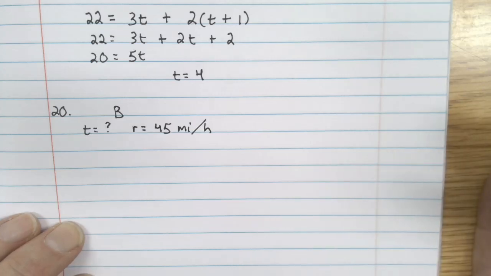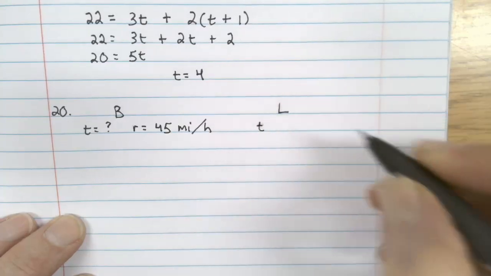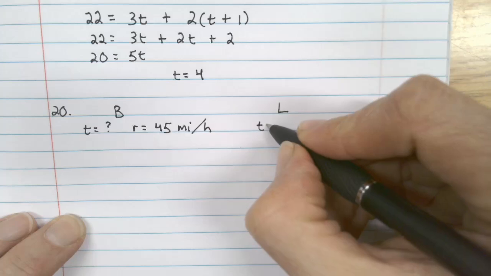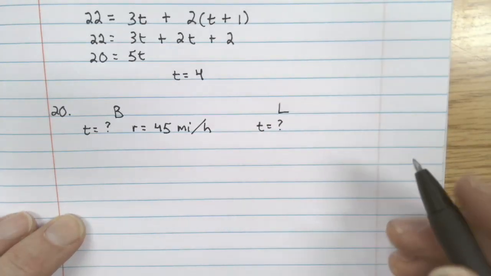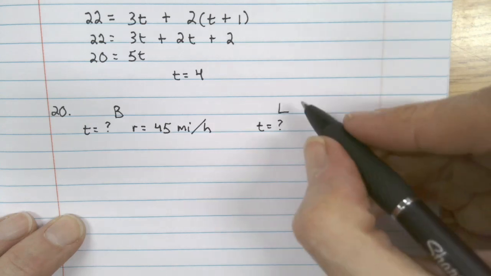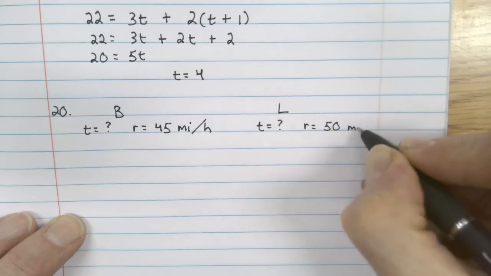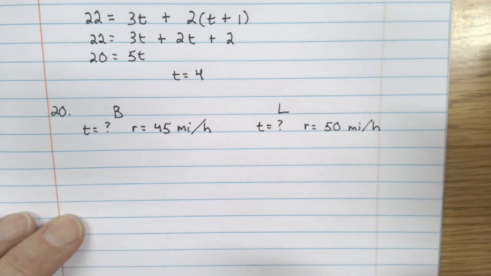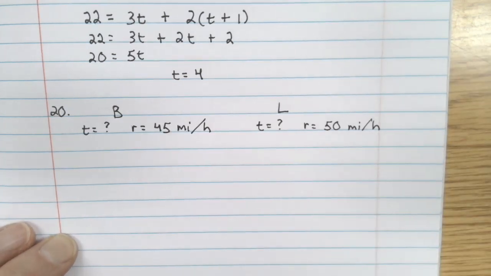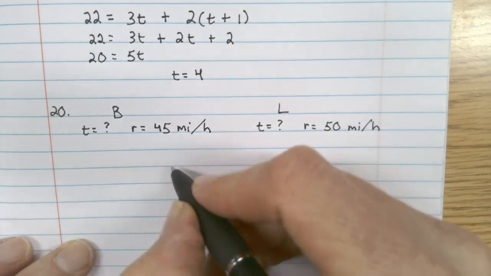Lane leaves Centerville, same place, but at a different time, at 1 p.m. So here's Lane. His time, we'll get to in a little bit, but for right now, we don't know the time, we just know when he left. And his rate is going to be 50 miles per hour. And the question is going to be, at what time will they be 375 miles apart?